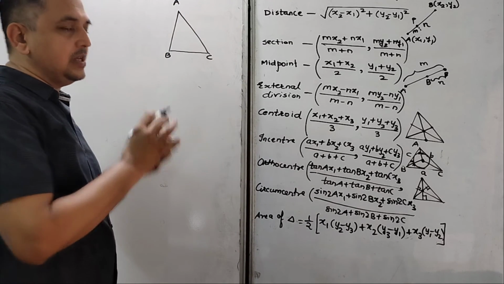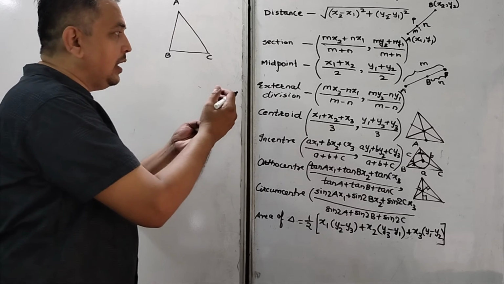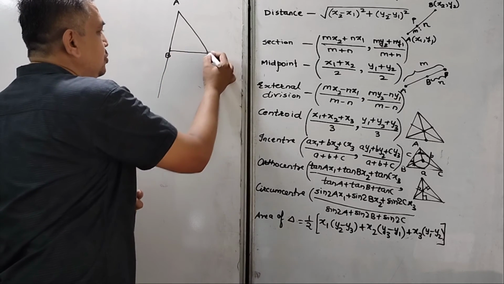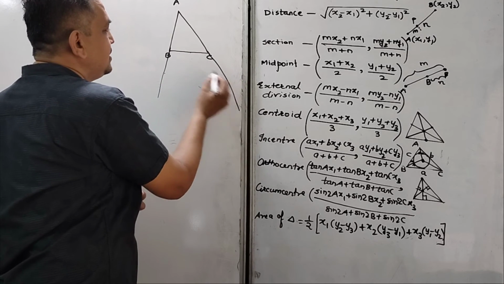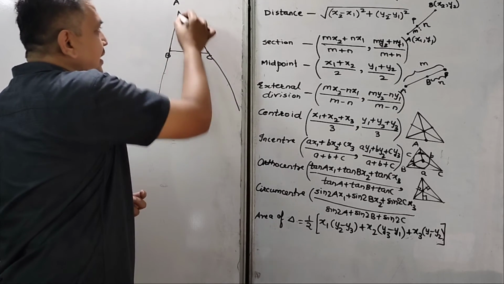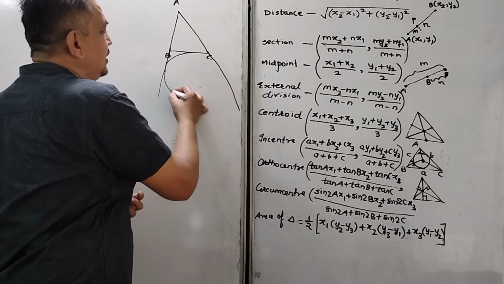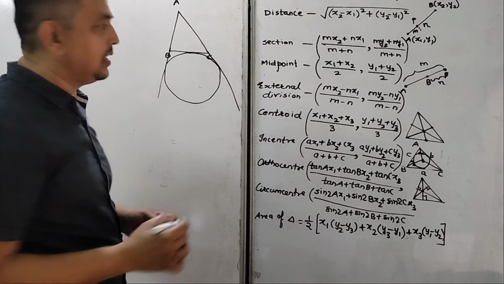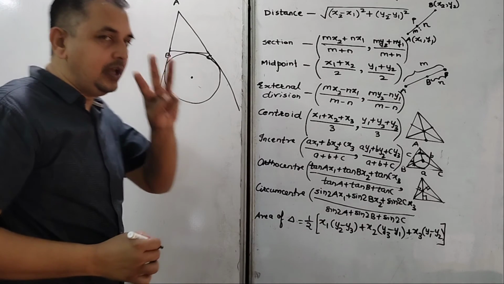Now we want a circle touching all the three sides, but it should be outside the triangle. Now if we extend these two sides, so touching these three sides, this is AB extended, this is AC extended, and this is BC. So touching all the three sides, we can draw a circle. This is called an excircle. We can draw three excircles.